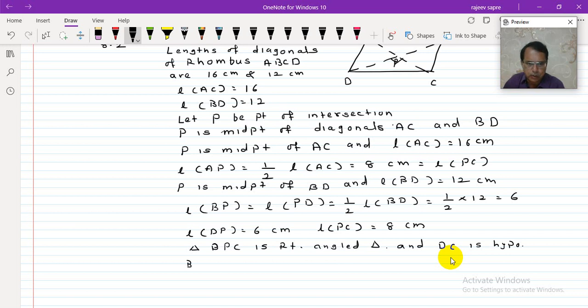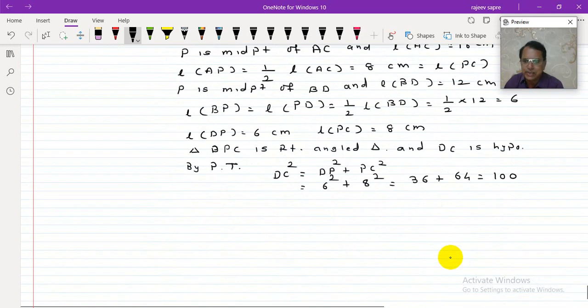So by Pythagoras theorem, what I know, DC squared is equal to DP square plus PC square. Now we know what is DP. See here, DP is 6 and PC is 8. त्यामुळे 6 square plus 8 square. What is that? 36 plus 64. What is this? 100. So now what you have got is DC square is 100 and so DC is root of 100. So it is 10.